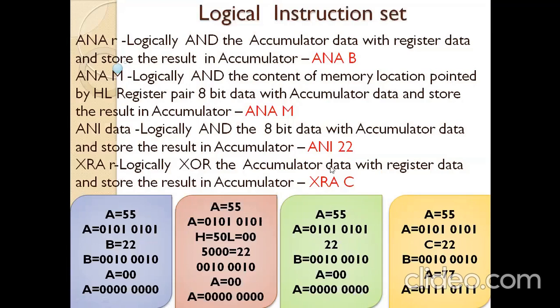XRA operation: XRA C. XRA C means the A register value and the C register value will do the XOR operation, and the result will be stored in the A register. A is equal to 55 in binary, and C is equal to 22 in hexadecimal. They do the XOR operation, and the result is 77, stored in the A register.